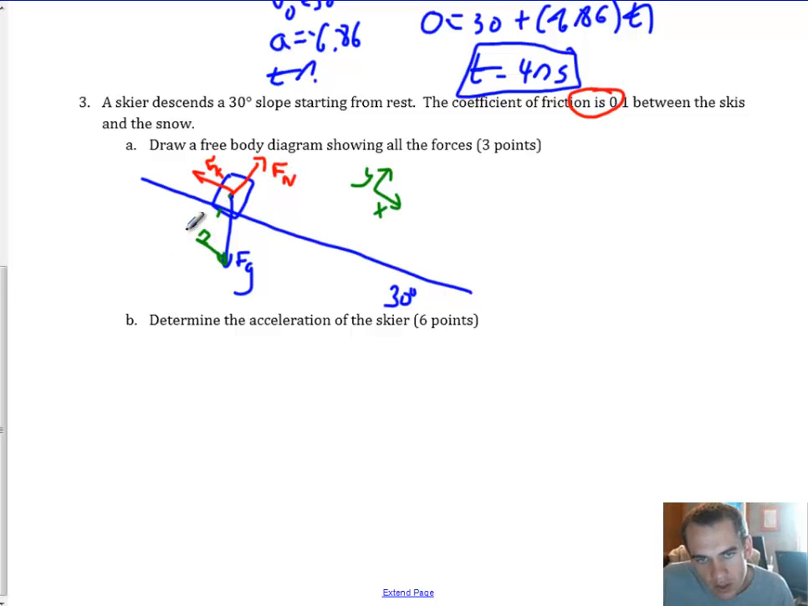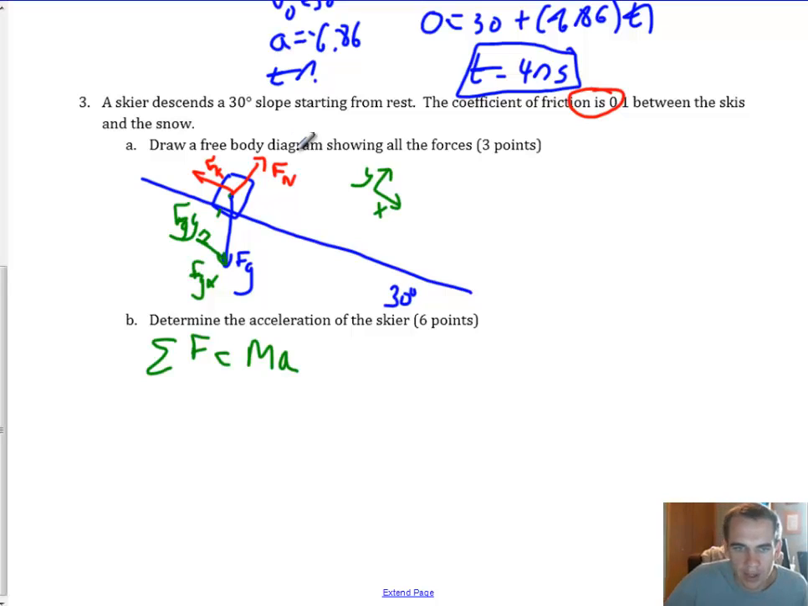Okay, so normal force and FGY are going to be equal because the acceleration in y is 0. And then this is FGX down here, and you have to find that. Okay, because to determine the acceleration of the skier, we're going to use Newton's second law, which is net force equals mass times acceleration. The skier is accelerating in x, so I don't have to worry about these y directions. Okay, so all I'm going to deal with is the net force in x.